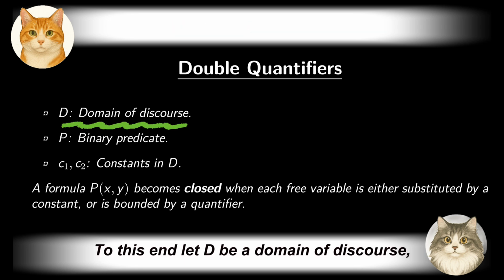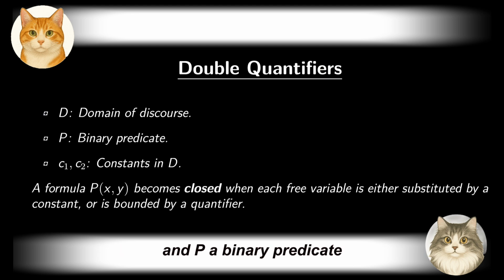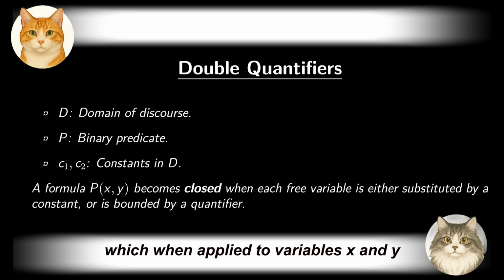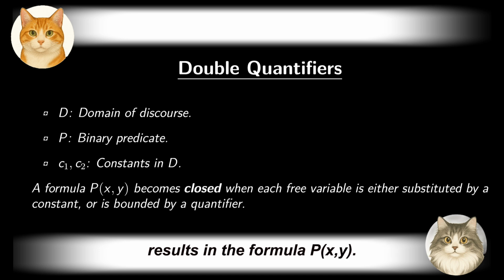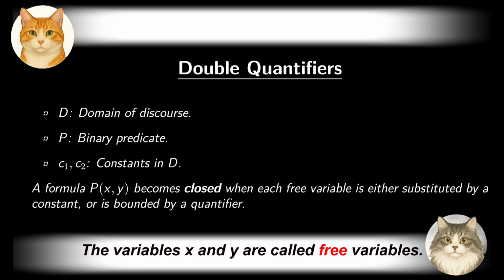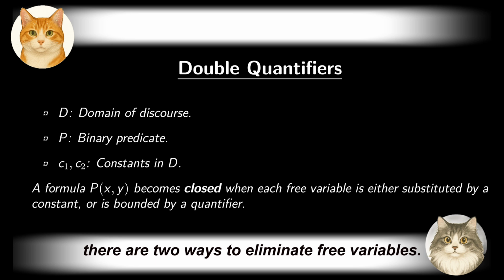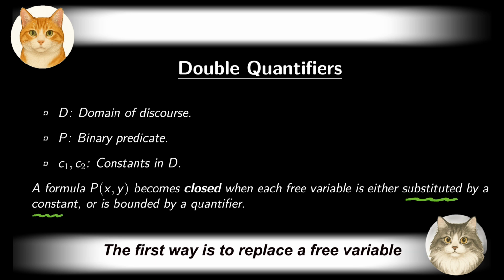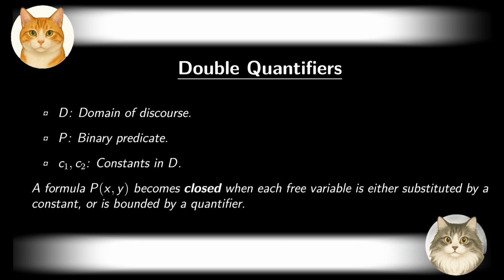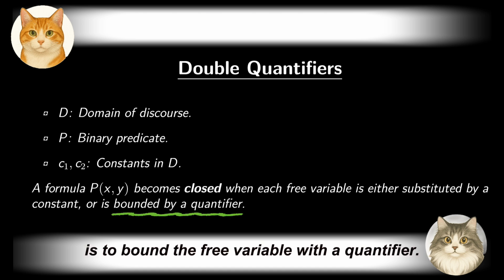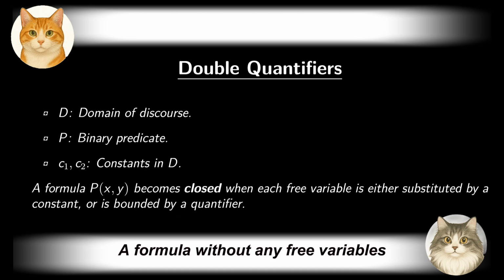To this end, let D be a domain of discourse and P a binary predicate, which, when applied to variables x and y, results in the formula Pxy. The variables x and y are called free variables. As we have seen before, there are two ways to eliminate free variables. The first way is to replace a free variable with a constant. The second way is to bound the free variable with a quantifier. A formula without any free variables is called a closed formula, for which we can evaluate its truth value.